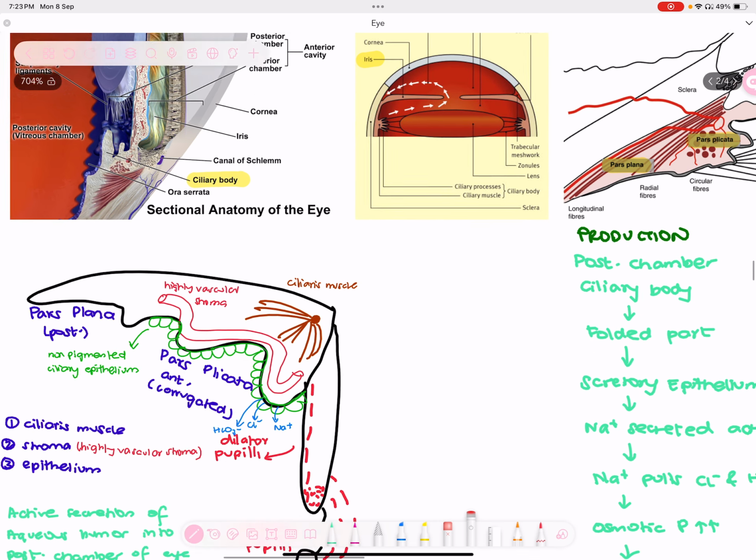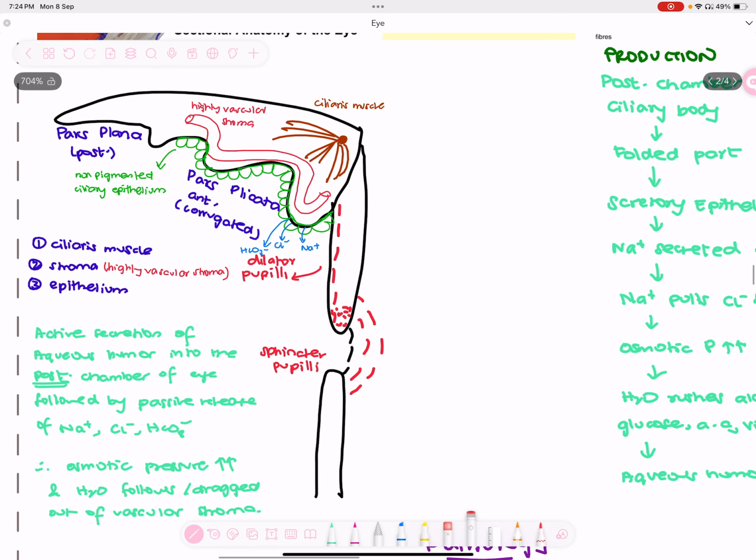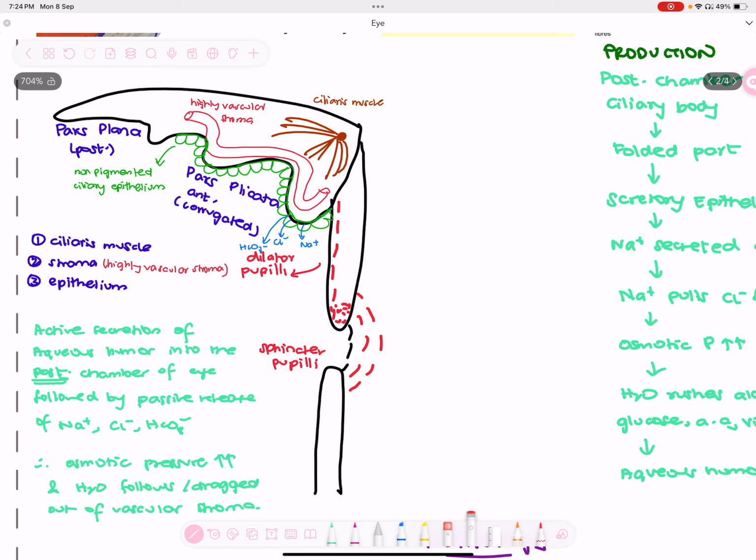Now, production. Let's focus on that. This is your ciliary body, right? This region, and then it gives rise to the iris. It's very important to know that the ciliary body is the main producing region of your aqueous humor. Before that, understand these structures here.